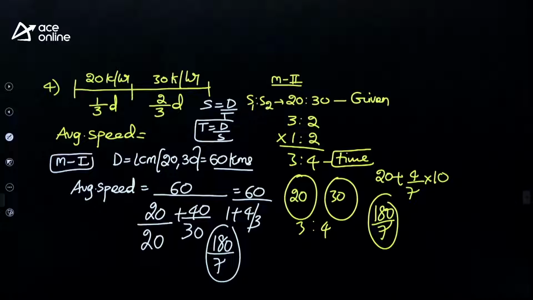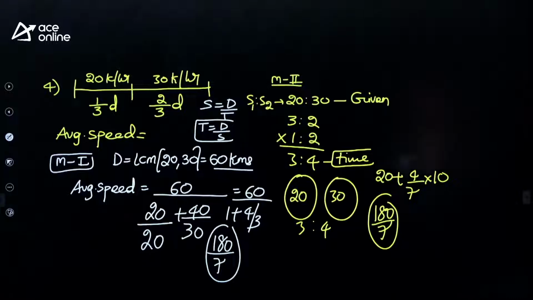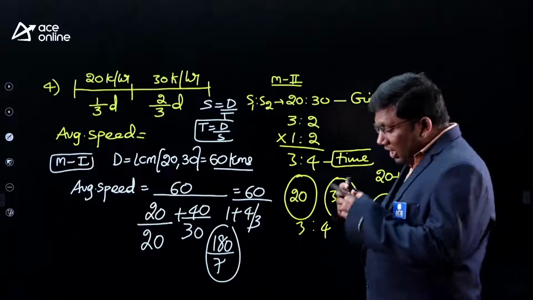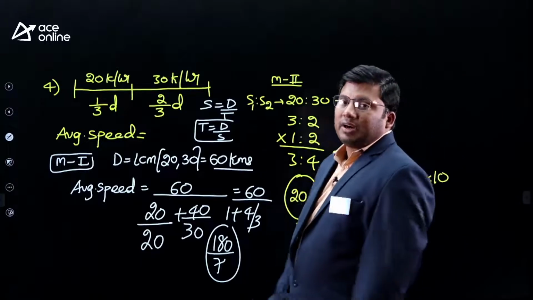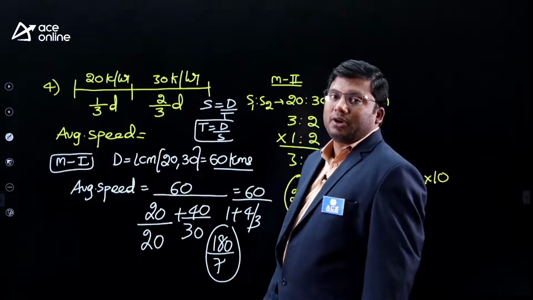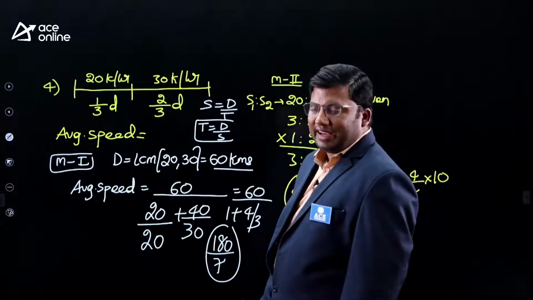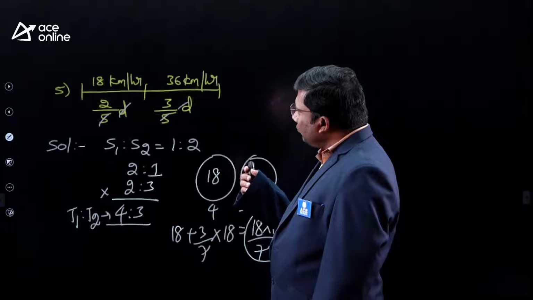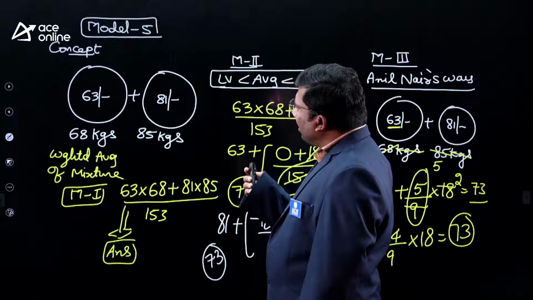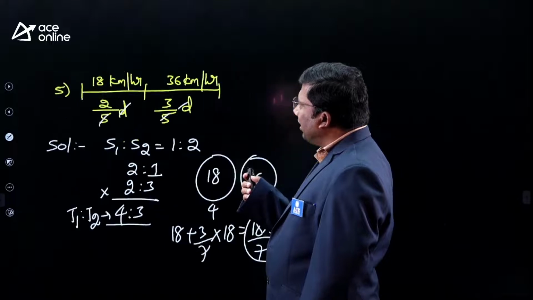S1 is to S2, 20:30. Speed ratio is 2:3. Time period ratio would have been 3:2 if the distance ratio is the same. Each and every model we are discussing today is extremely important. I hope the idea is clear. Now we will discuss one more important model. If you understand this, it is considered a level 3 question.